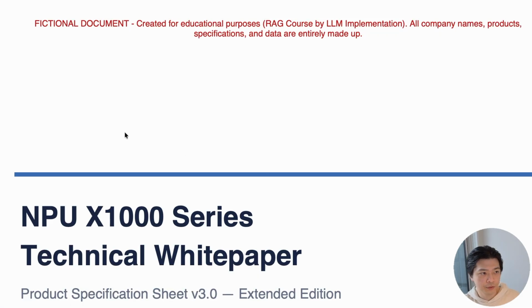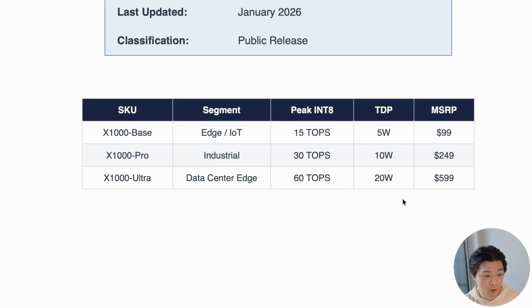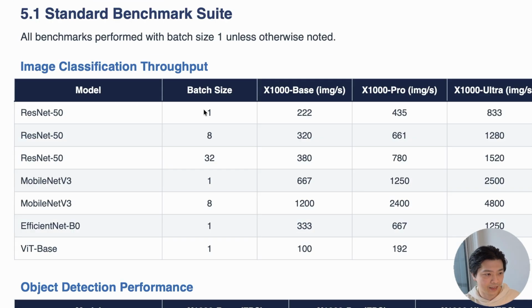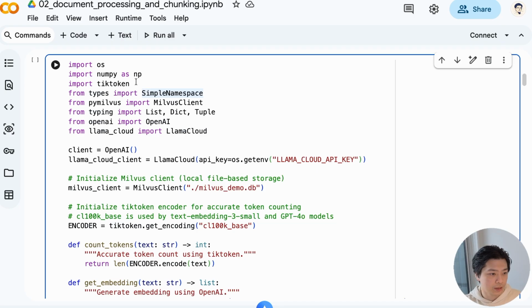The NPU X1000 series technical white paper is fictional. It has specific tables, benchmark tables, and technical descriptions. The kind of document that punishes bad parsing. We're using the tiktoken cl100k_base, the same tokenizer used by text-embedding-3-small and GPT-4o models. So our token counts are accurate to what the models actually see. Let's get to the code.